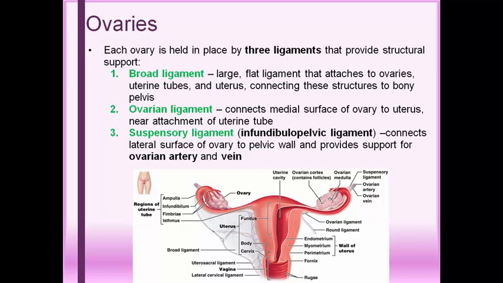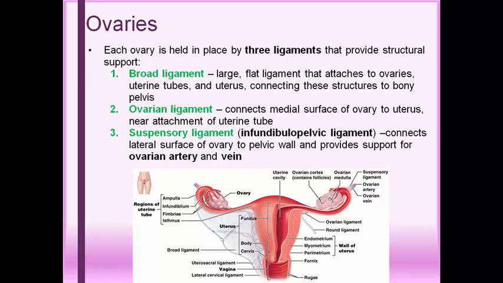As far as the ligaments that hold the ovary in place, they're suspended in midair within the abdominopelvic cavity. You have the broad ligament, which is the largest flat ligament that attaches to the ovary, the uterine tubes, and the uterus, and connects each one of those to the pelvic area of your hip bone. The ovarian ligament connects the medial side, so you have it attached near the uterine tube. Then you have the suspensory ligament that connects the lateral surface and provides a passageway for the ovarian artery and vein into the ovary.